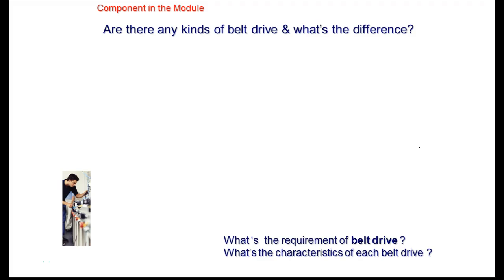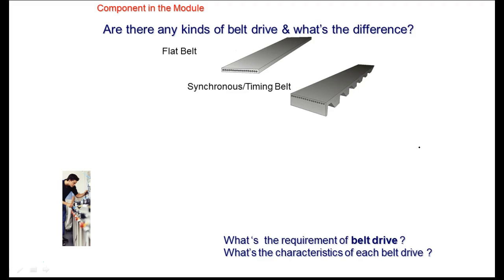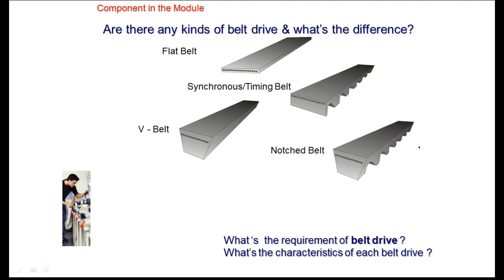Well, belts have evolved a lot over time. So we have what we call flat belts. And then we have what we call synchronous belts, timing belts. You see the difference of these. Then we have a V belt, which is probably the most predominant belt out there. A lot of V belts. And then we have a notched belt.